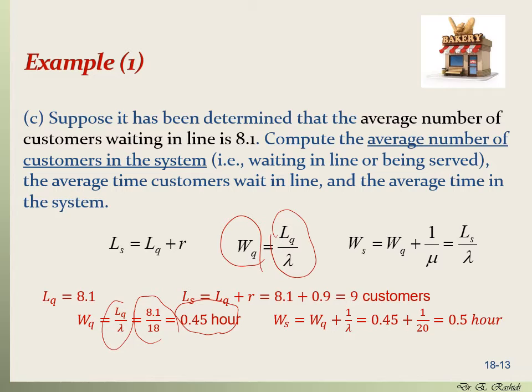And having W sub Q, the average waiting time in a queue, you can compute also W sub S. W sub S is W sub Q plus 1 over mu, which is going to be 0.45 plus 1 over 20, which is 0.5 hours. Again, you can multiply these by 60 and get the average waiting time in minutes.